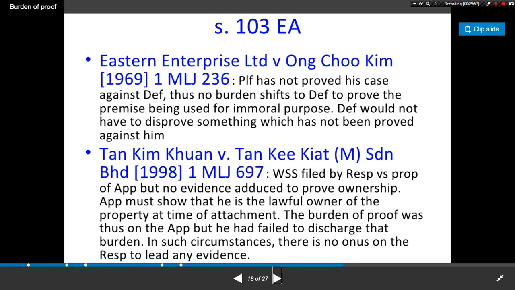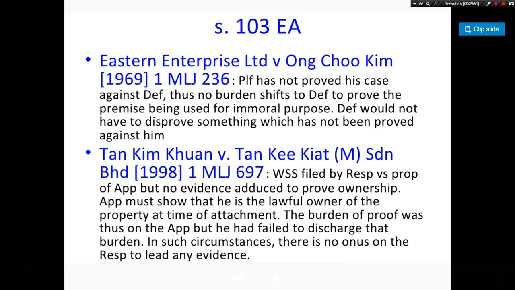Eastern Plantations Ltd. The plaintiff has not proved his case against the defendant. Thus, no burden shifts to the defendant to prove the premises were not being used for immoral purposes. The defendant will not have to disprove something which has not been proved against him.